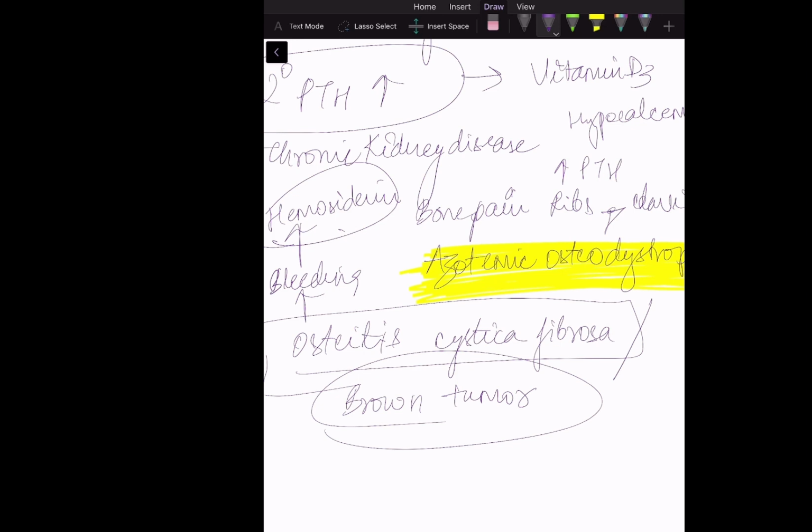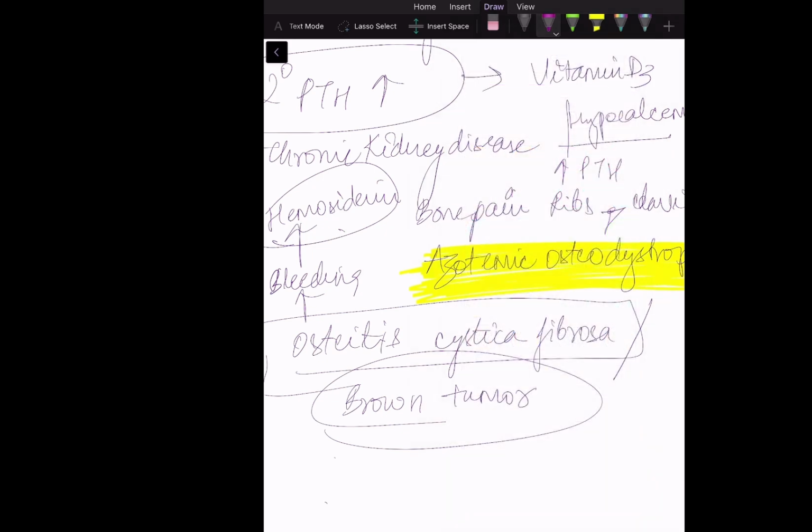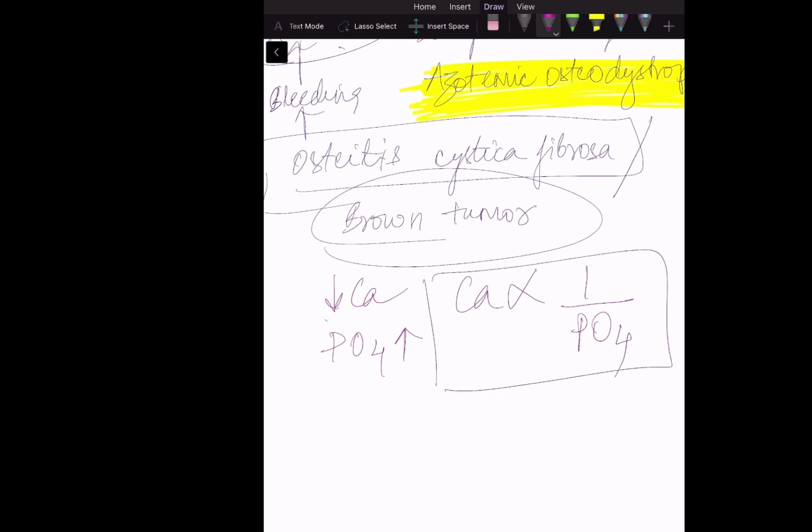How will we get to know that someone has got this? Obviously I'm saying hypocalcemia, that means there will be a decrease of calcium levels, and if calcium levels are decreased, obviously phosphate will increase, because calcium is inversely proportional to it. Always remember that, don't forget, this is very necessary.